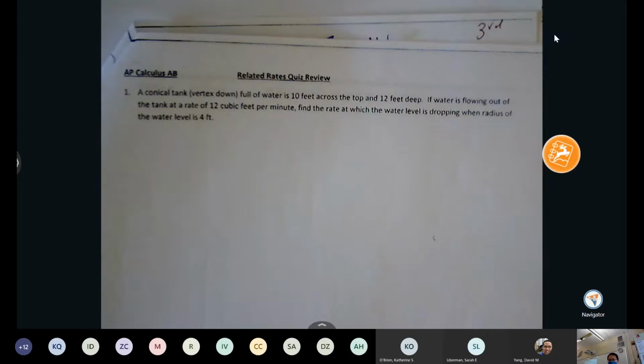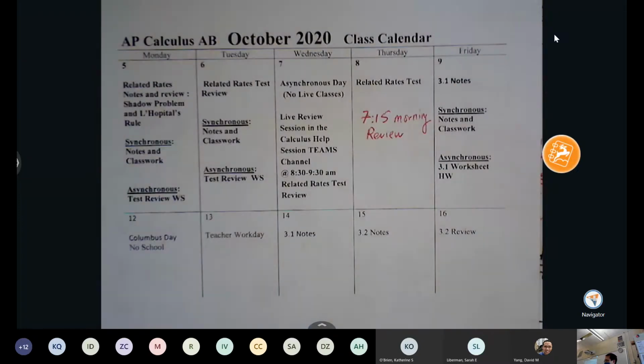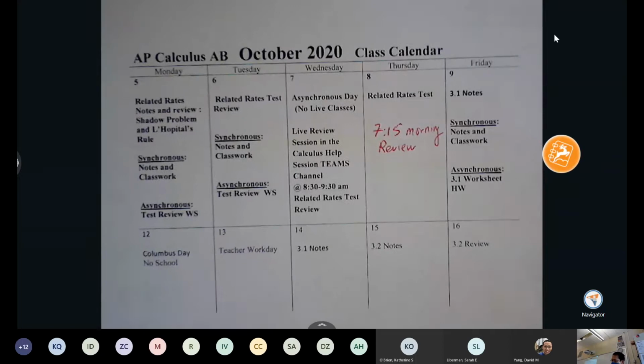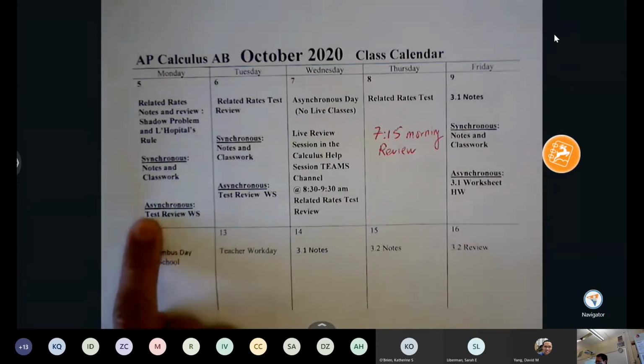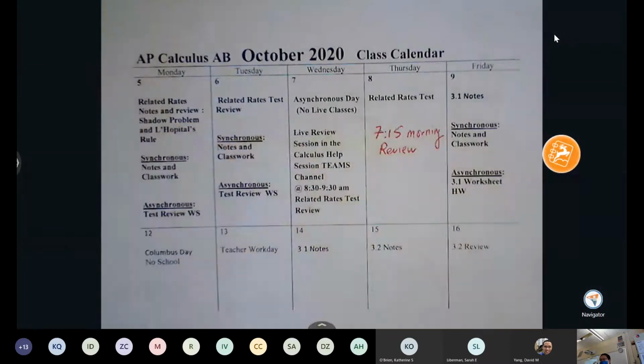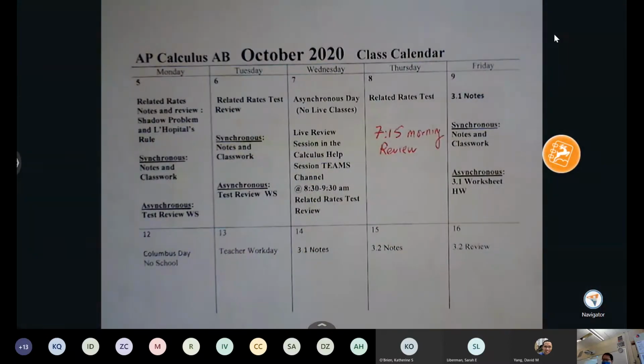But I do want to go over this draft for the calendar for next week. I still have to confirm with Mr. Jones, but this is what I'm looking at. Mainly today, we're just going to practice the problems that we've done already, to get more comfortable with those types of problems. And then we only have one more type of problem to go over, and that's a shadow problem.